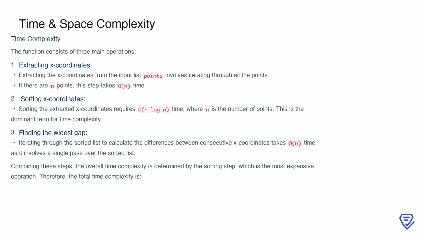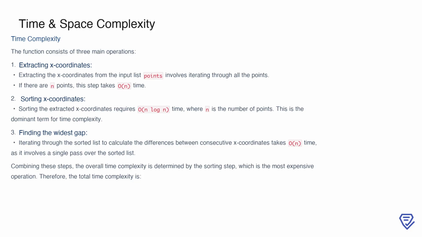To analyze the time complexity of the solution, we can break it down into 3 main steps. First, we extract the x-coordinates from the input list of points. This involves iterating through all the points once, which takes O(n) time since we process each of the endpoints exactly once. Next, we sort the extracted x-coordinates.